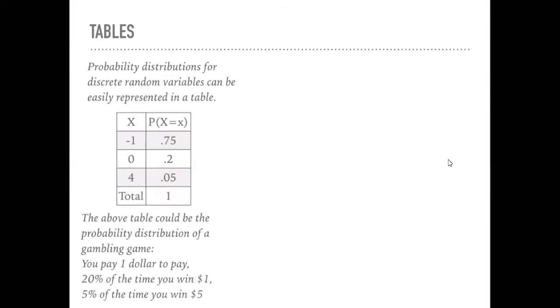Now, this table could perhaps be a probability distribution for a gambling game where, say, you pay $1 to play, and then 20% of the time you win $1, 5% of the time you win $5, and then 75% of the time you're losing.